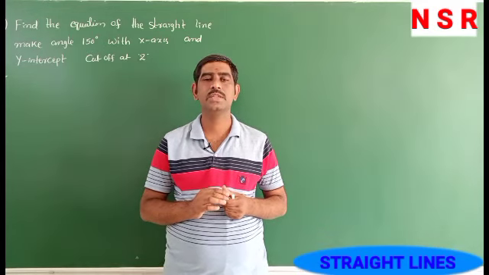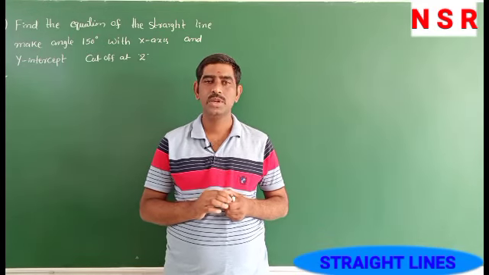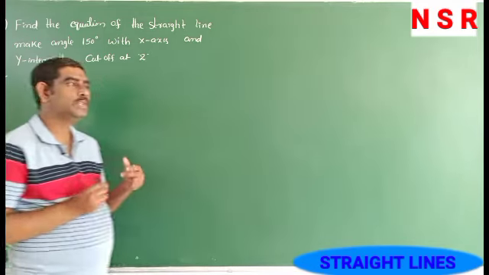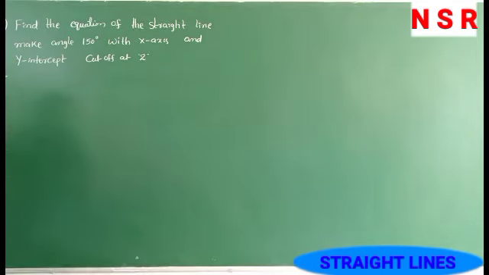This is the second session of straight line for junior inter students. In this session we are going to discuss some more 2 marks questions. Our next question is question number 6. Find the equation of the straight line that makes angle 150 degrees with x axis and y intercept cut off at 2. Here one angle and one intercept are given.